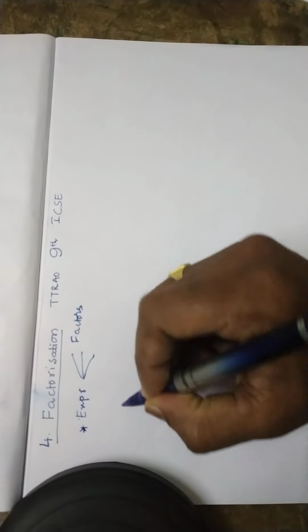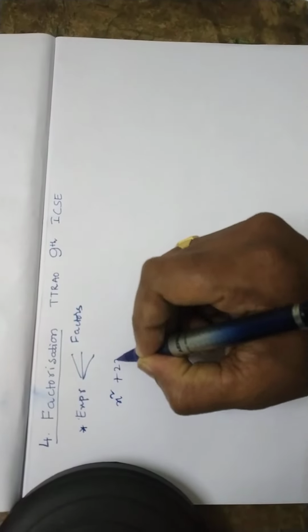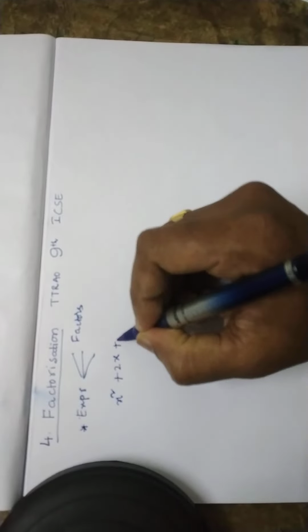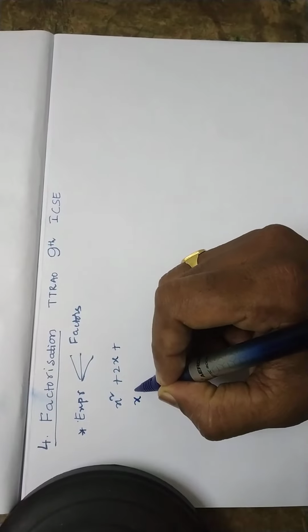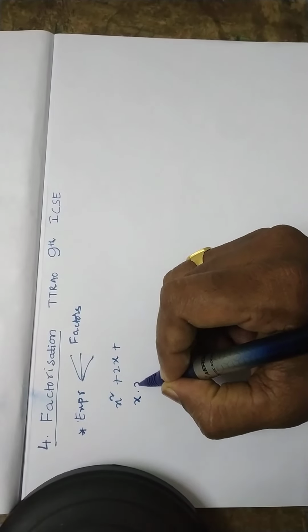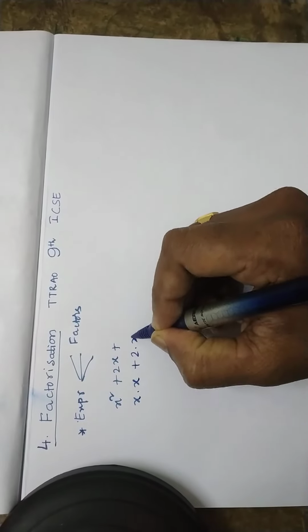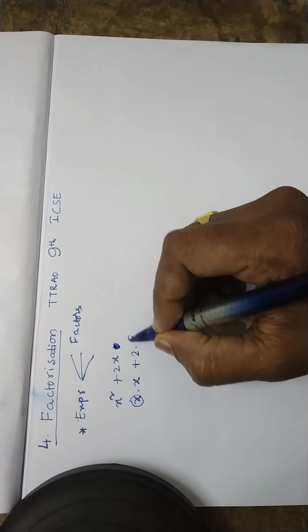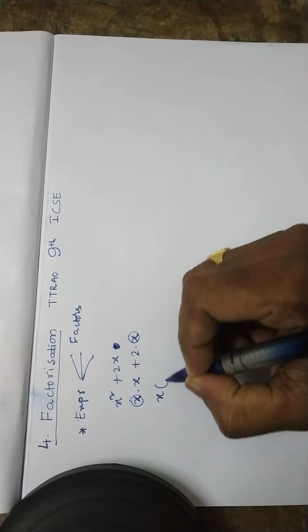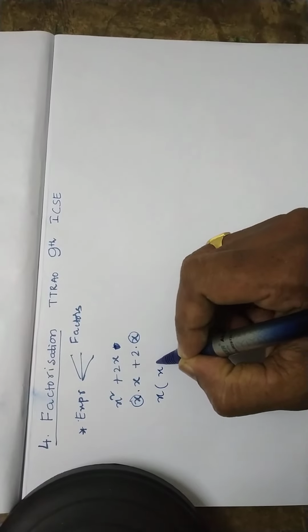So x square plus 2x, let us say. See, x square you can write as x multiplied by x. This is 2 multiplied by x. So you can take x as a common factor here. When you take out x, x plus 2 will remain.